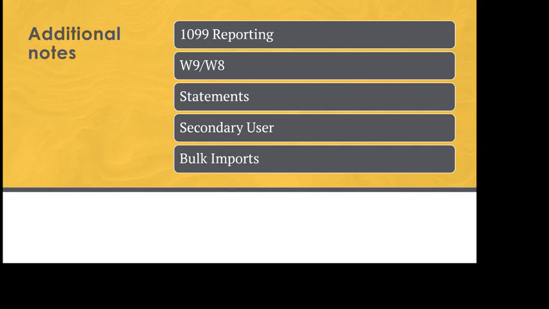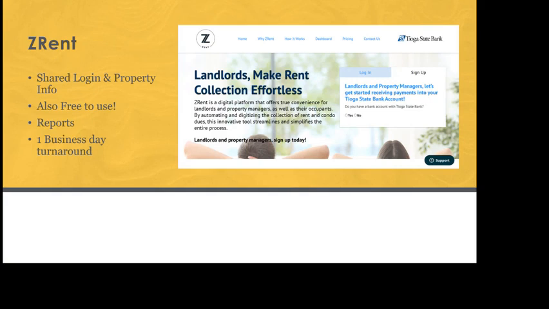I'm now going to shift really quickly over into how we can actually set up those funds and receive the security deposit. We have a sister platform called ZRent, where there is shared login across both the landlord and the tenants, and we also share the property info. So it doesn't matter which platform you set up first. However, once you sign on to the other platform, you will be able to see that payment or property information.